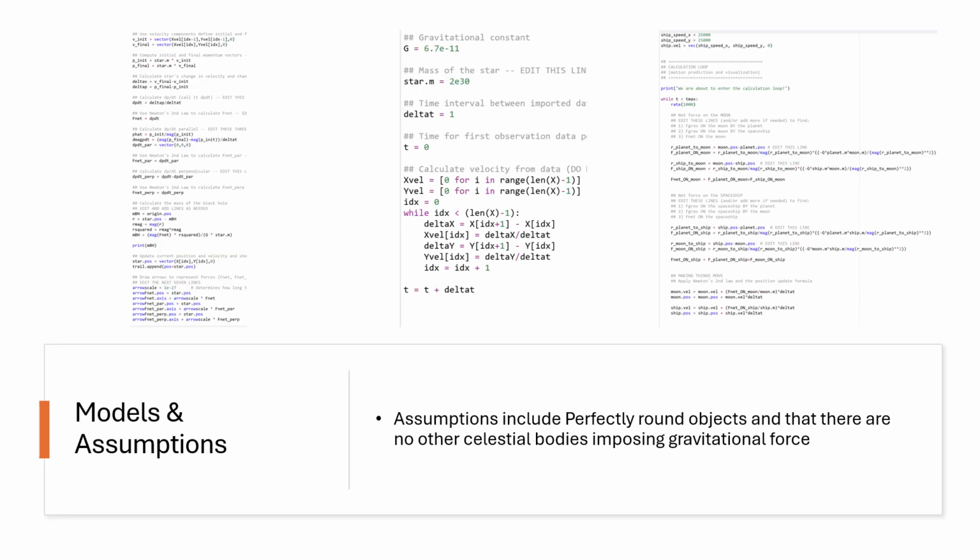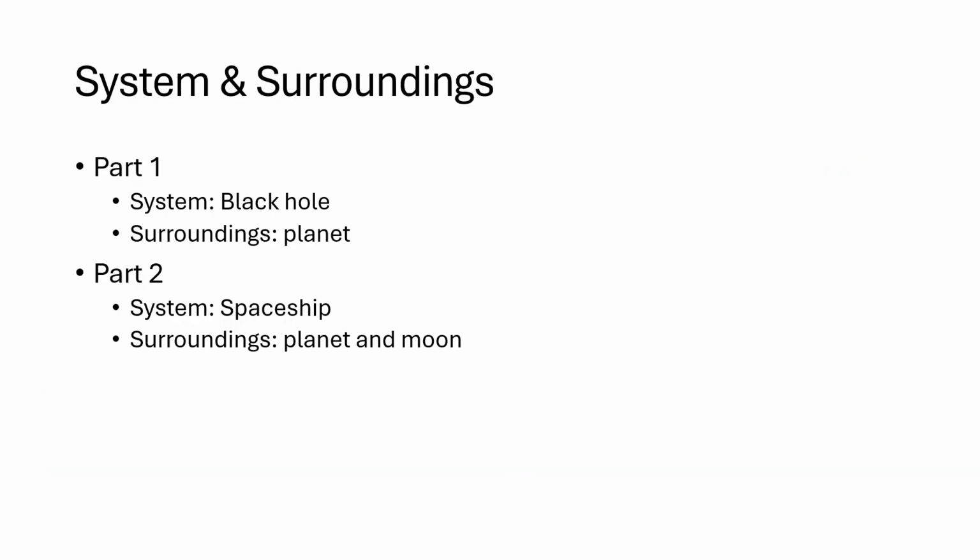So the models and assumptions: this is some of the basic code that we used, and some of the assumptions include that the objects were perfectly round and that there aren't other celestial bodies imposing gravitational forces in the system. As for the system and surroundings, in part one, the system is the black hole and the surroundings are the planets. And in part two, the system is the spaceship and the surroundings are the planet and the moon.